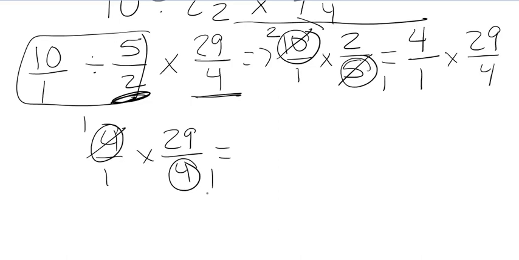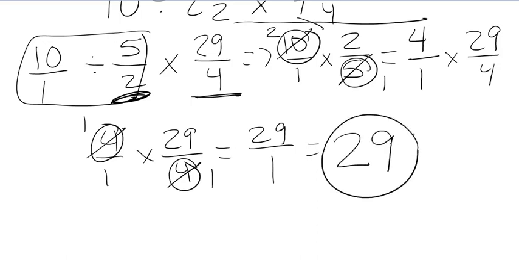So we have 1 times 29 is 29. 1 times 1 is 1. So this is our final answer, and this can actually just be simplified to 29. So she will drink 29 ounces of this nutritional shake every 10 hours or every day.